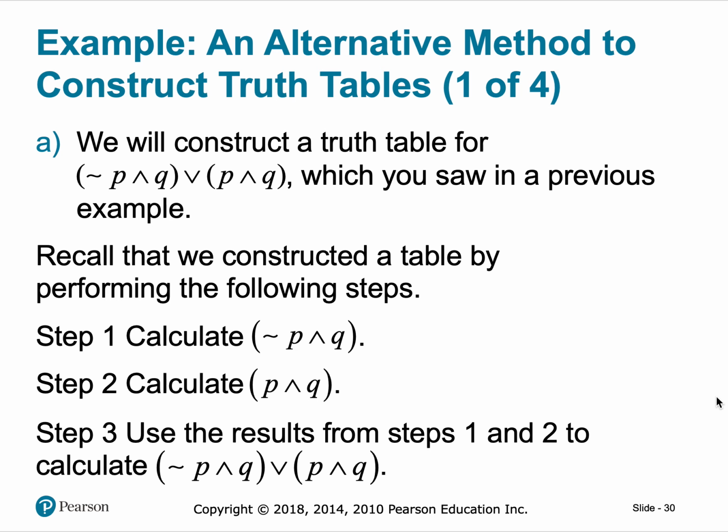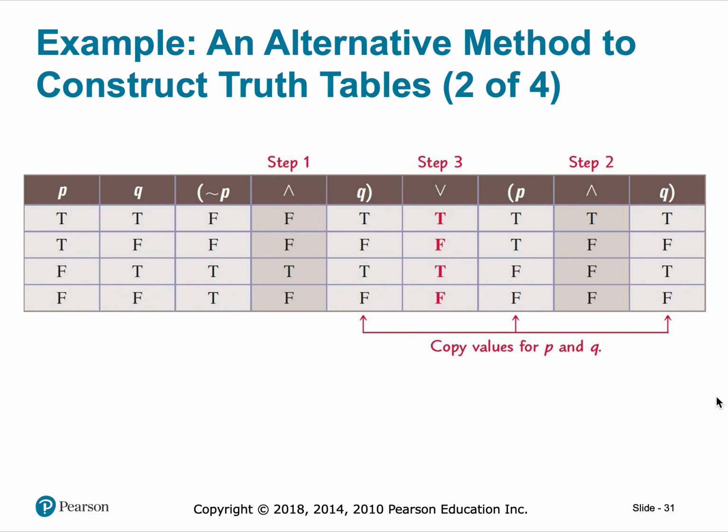So in this example, we want to construct an alternate method to constructing truth tables using this piece of information. We're going to construct a truth table for the compound statement below, which you saw as a previous example. Remember, we constructed a table by following step 1, step 2, and step 3. This is an alternate way to construct your truth table. Notice that our truth table is two truth tables combined, and we have an extra piece for the notation being used, and or or between the two phrases.